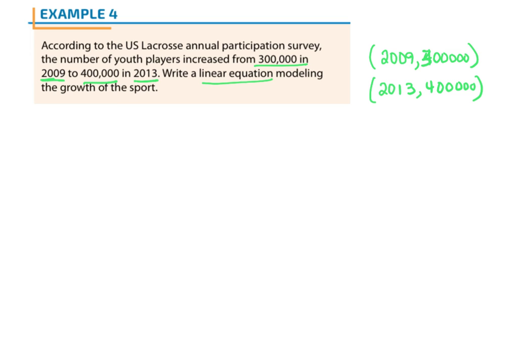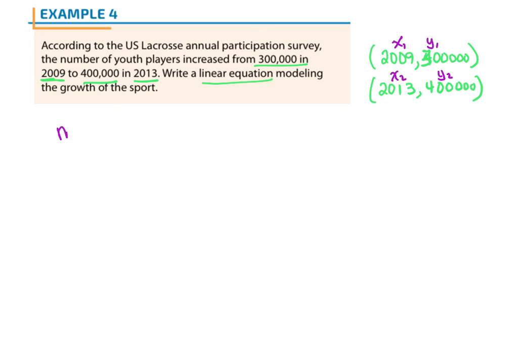Even though it doesn't look like they've given us an XY, they really have. And we're going to do exactly what we did. We're going to find the slope, and then we're going to find the Y-intercept using the information that we have, or using one of the points. So this would be my X1 and my Y1, X2, and my Y2.